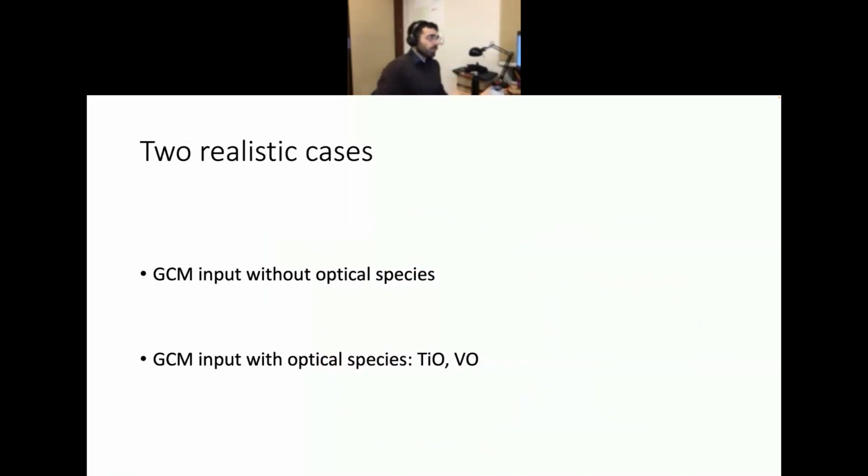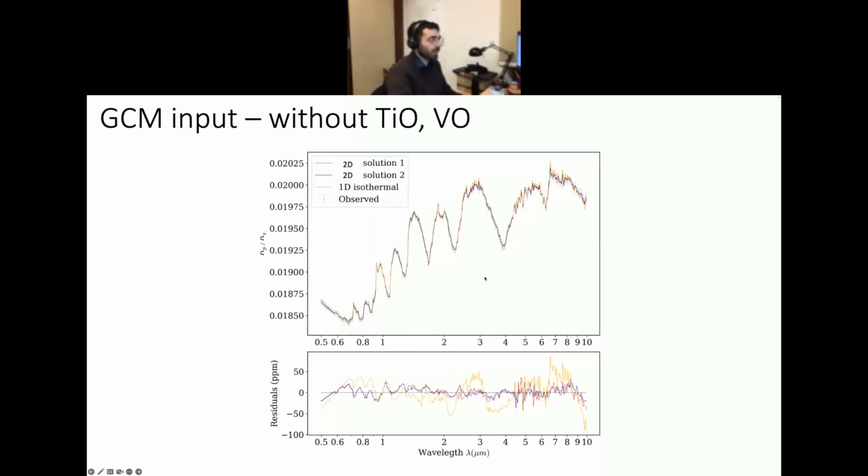Then we performed two realistic cases. To test TauREx2D, we put ourselves in the configuration where we don't have optical species covering the Rayleigh part, which gives us information on the radius of the planets, for example. And then we tested the performance of TauREx2D in the presence of optical species, thus covering the Rayleigh part of the spectrum.